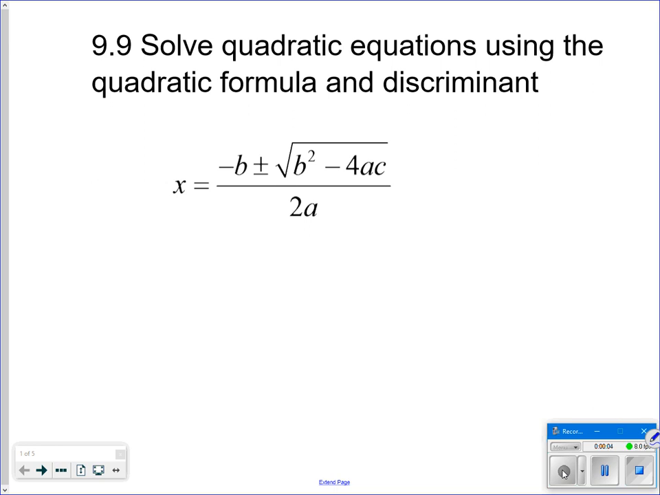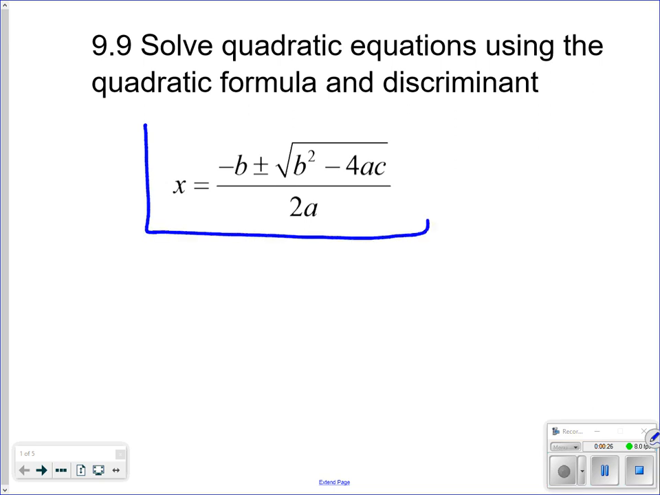So today we're going to finish this last piece of learning how to solve your quadratic. We're going to use what we did yesterday with the discriminant, and now we're going to put the whole thing together and solve an equation by using what's called the quadratic formula. So yesterday I gave you this formula.